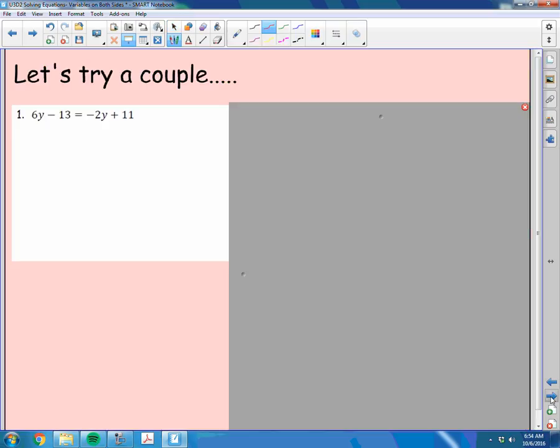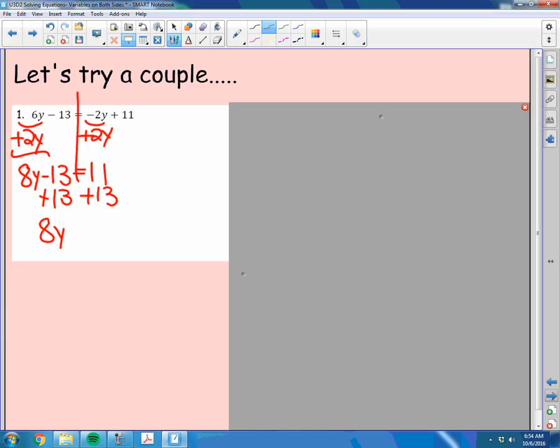Let's roll. So we have a variable term here, and we have a variable term here, and there's our equal sign. Now again, our goal is to move our variable terms to one side and get our whole numbers on the other. So that is exactly what we are going to do. We're going to add 2y. The only way you can move something from one side to the other is through addition or subtraction. That gives us 8y minus 13 equals 11. Add 13 to both sides. 8y equals 24. Divide to solve, and y equals 3.